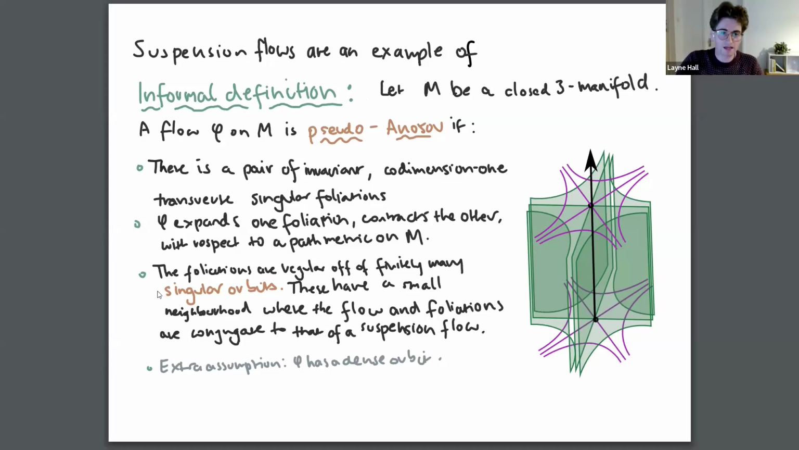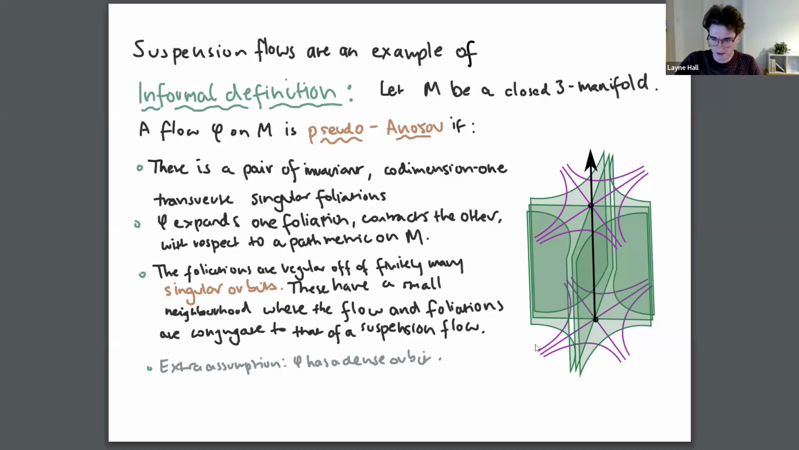And a little more technical, we still have some singular orbits, and the foliations are regular off of these, just like in the surface case. Then to fully take it home, for these singular orbits, we assume that they have small neighborhoods where the flow and foliations are conjugate to that of a suspension flow. Also, these singular orbits are periodic orbits, so closed loops. And I'll throw in another assumption to keep things like the suspension flow: I'm going to assume the flow has a dense orbit.